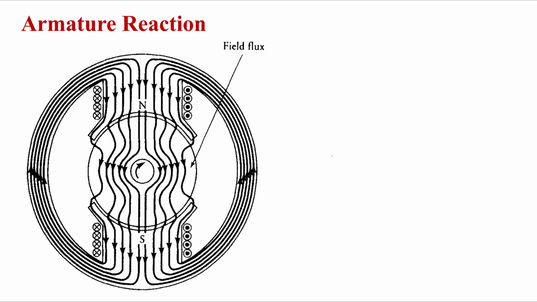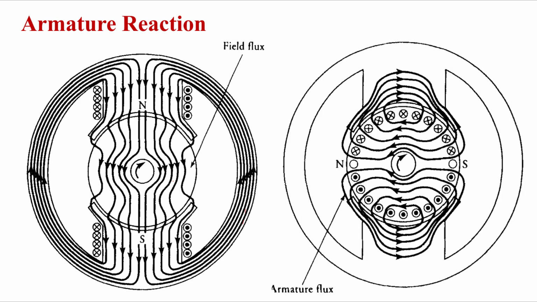This is a picture where you can see a cross-sectional view of a machine, with the north pole and south pole. The machine is operating under no load condition, and you can see the flux from the north pole to the south pole, making paths through the magnetic circuit and forming a closed circuit, right? Now, if the load is connected, what will happen? The armature conductors will have some current.